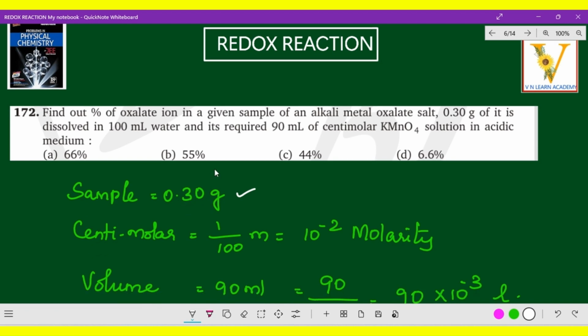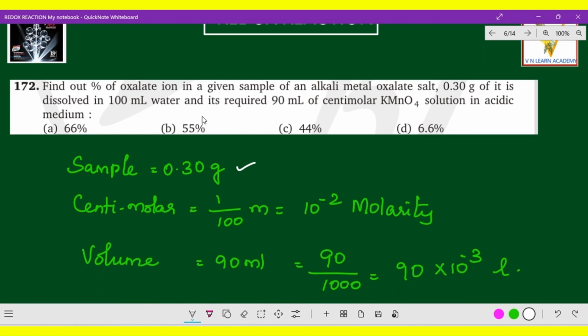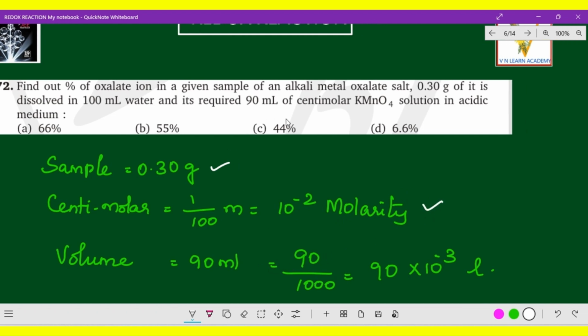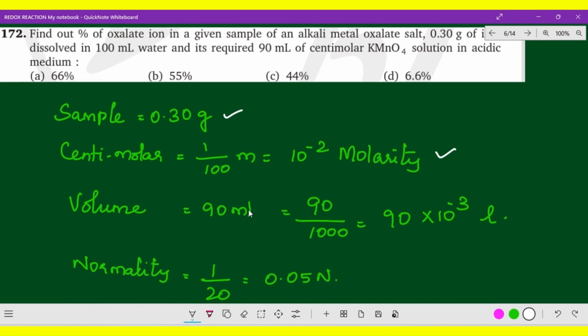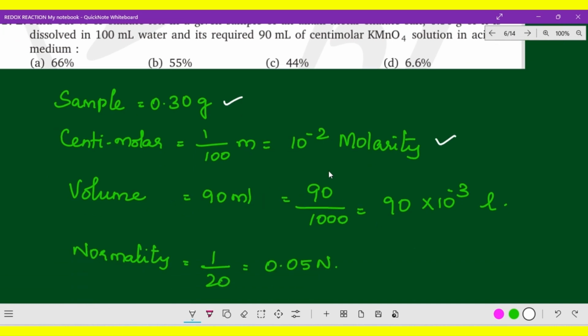Now, centimolar they have given. So centimolar, centi means 100. So centimolar is 1 by 100 molarity, so 10 to the power of minus 2 molarity. Yes, this also we found. And the volume they have mentioned is 90 ml. So that 90 ml we can convert into liter itself, right? So 90 divided by 1000, so 10 to the power of minus 3 liter, right? Now, normality we require, but they did not provide it. Do you know how to identify that normality?